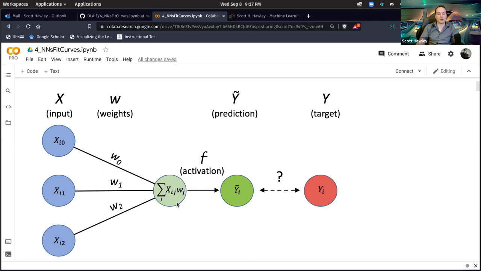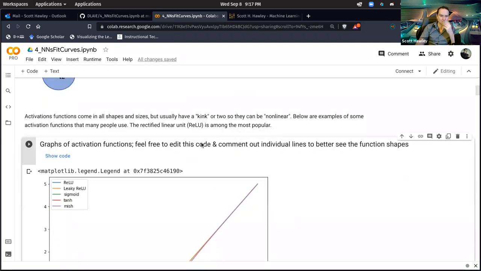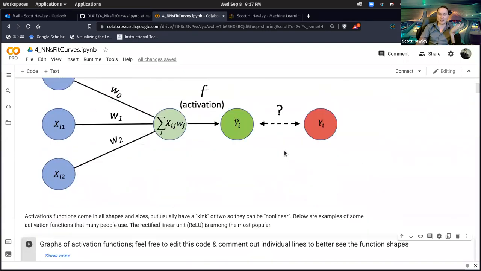So this is just one neuron, right? It's just a weighted sum, and then we jam it through some activation function that I'll show you in a bit. So what's the activation function? Well, there are a lot of different choices that we can use, and they go by different names.